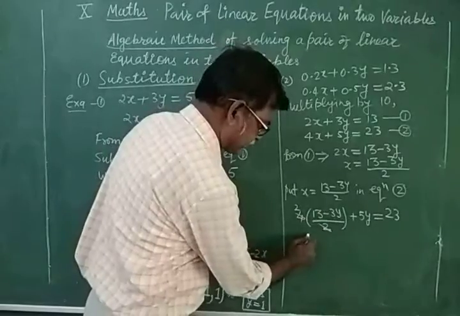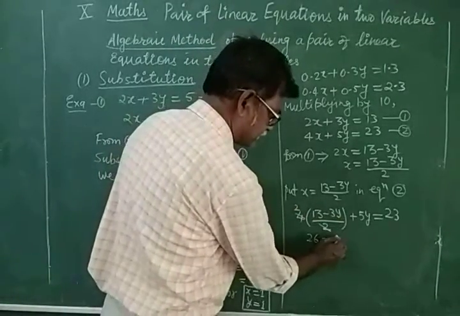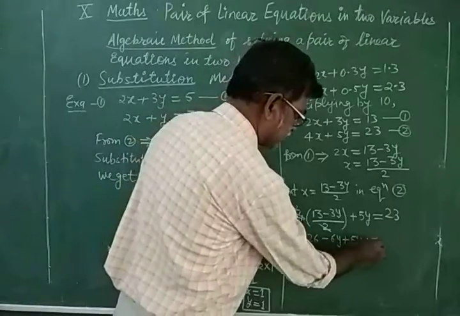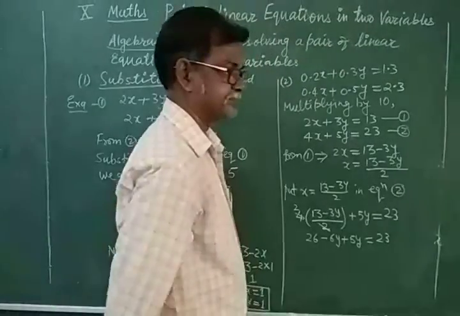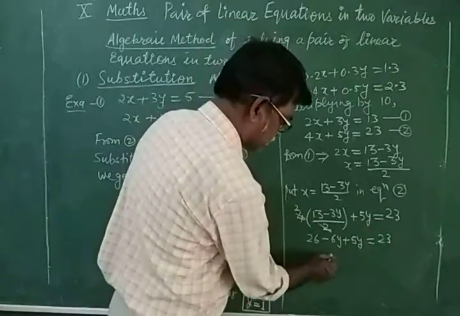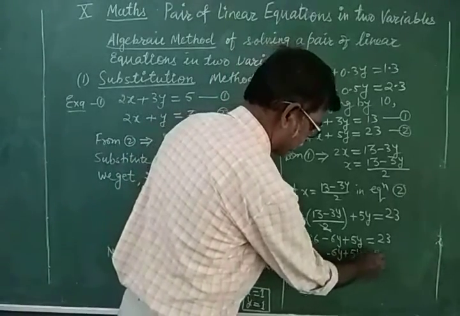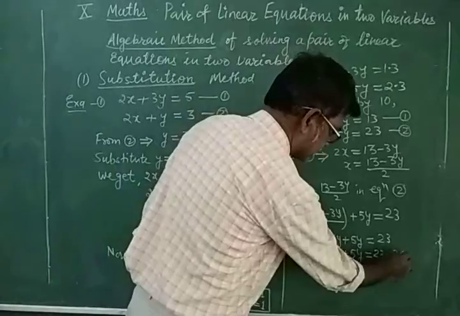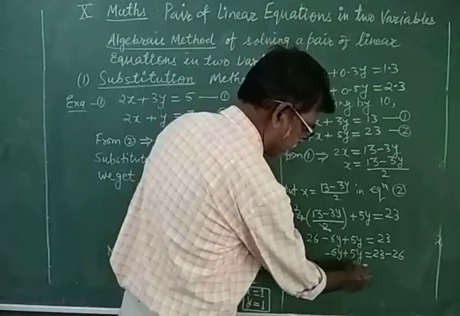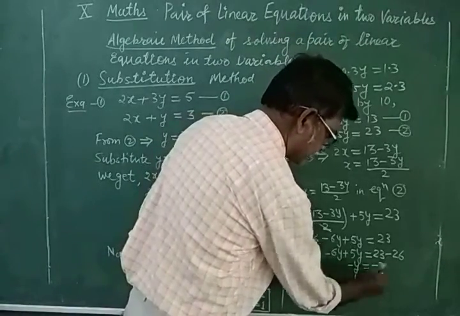Now 2 into 13 is 26, minus 2 into 3 is 6y, plus 5y is equal to 22. Now transfer this 26 to that side. So minus 6y plus 5y is equal to 22 minus 26. And this is minus y is equal to minus 4. So y is equal to 4.